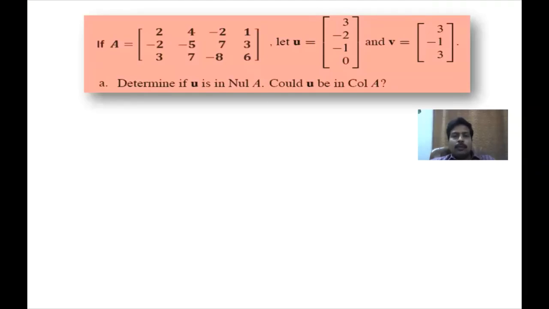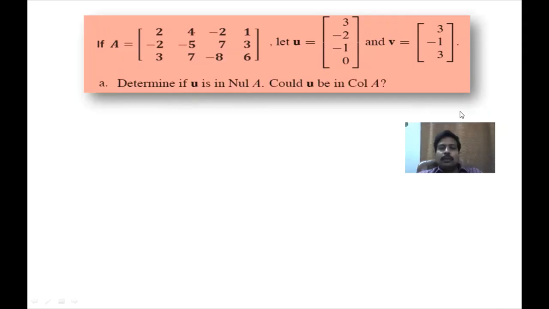Let us move on to one more problem. If A is equal to [2, 4, -2, 1; -2, -5, 7, 3; 3, 7, -8, 6], it is a 3 by 4 matrix. Let U is equal to (3, -2, -1, 0) and V is equal to (3, -1, 3). Two vectors are given. The problem is: determine if U is in null space A. Could U be in column space A? This is the first problem.